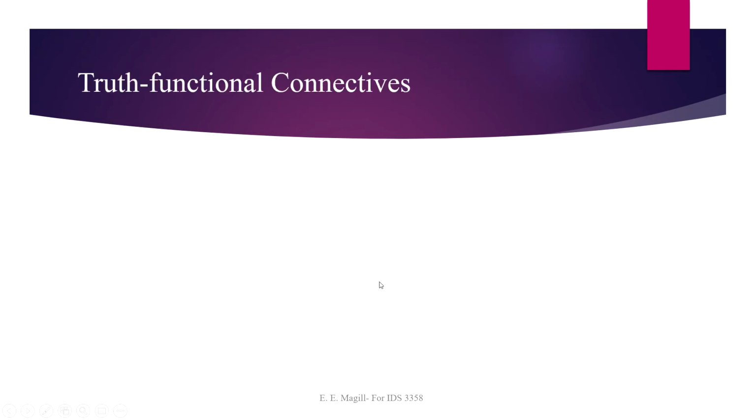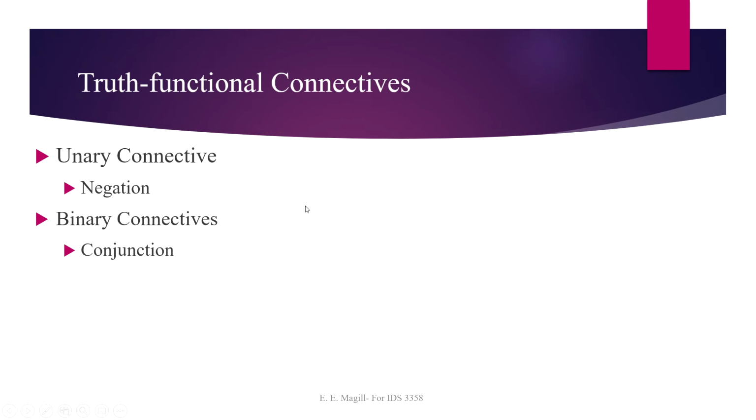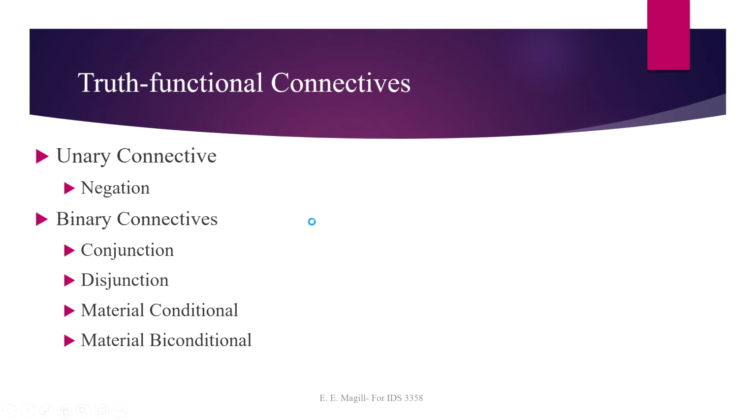So in sentential logic, we have 2 types of connectives. Unary connectives are connectives that take only one sentence as its component part, and binary connectives require 2 component sentences. Negation is our only unary connective. It attaches to the front of a sentence and modifies both its meaning and its truth value. The other 4 connectives, conjunction, disjunction, the material conditional, and the material biconditional, all require 2 sentences as components for the new compound sentence. Now we're going to look at these one at a time in detail.